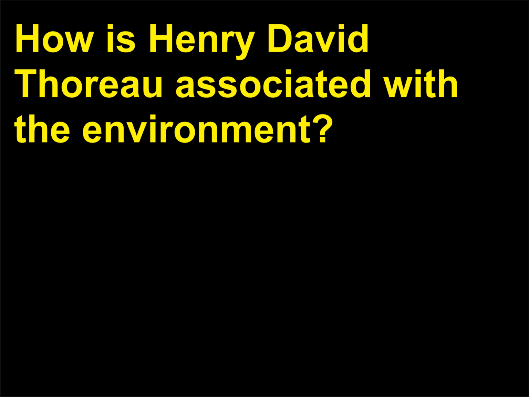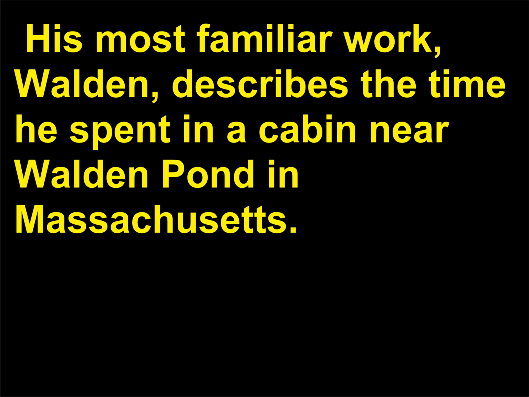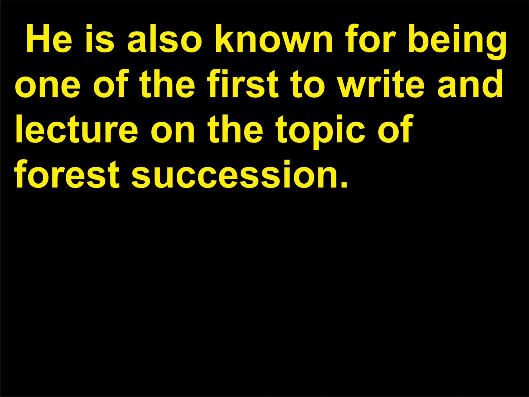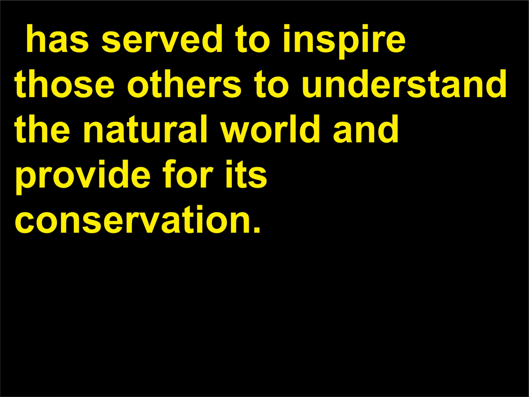How is Henry David Thoreau associated with the environment? Henry David Thoreau, 1817 to 1862, was a writer and naturalist from New England. His most familiar work, Walden, describes the time he spent in a cabin near Walden Pond in Massachusetts. He is also known for being one of the first to write and lecture on the topic of forest succession. His work, along with that of John Muir, 1838 to 1914, and others, has served to inspire those others to understand the natural world and provide for its conservation.